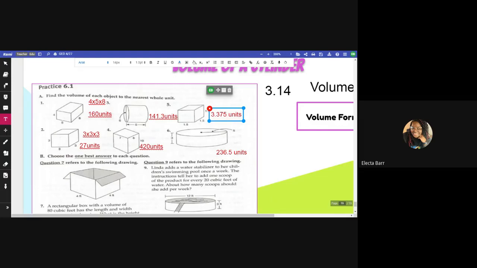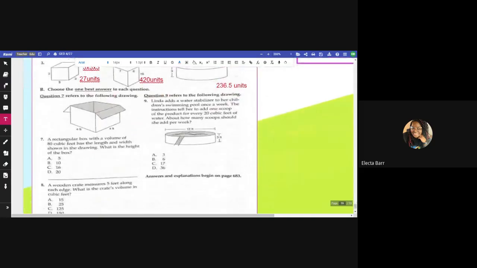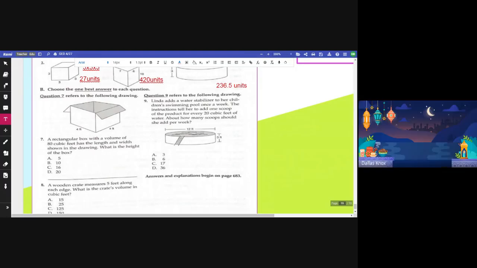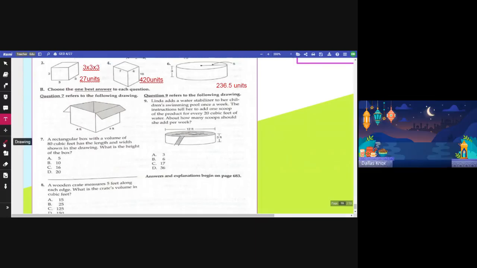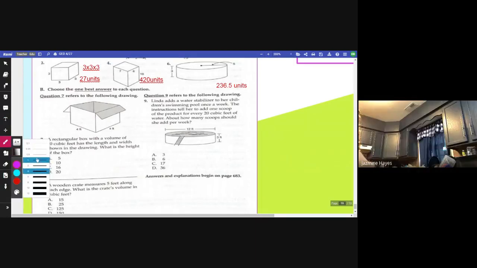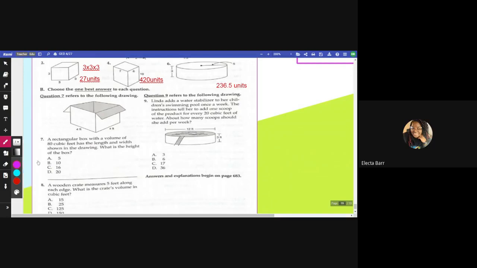All right, so let's keep going. Let's go over number 7, 8, and 9. So for number 7, what did y'all get? I didn't understand how to do it. Okay, so for number 7, we left it blank. That's okay. That's all right.